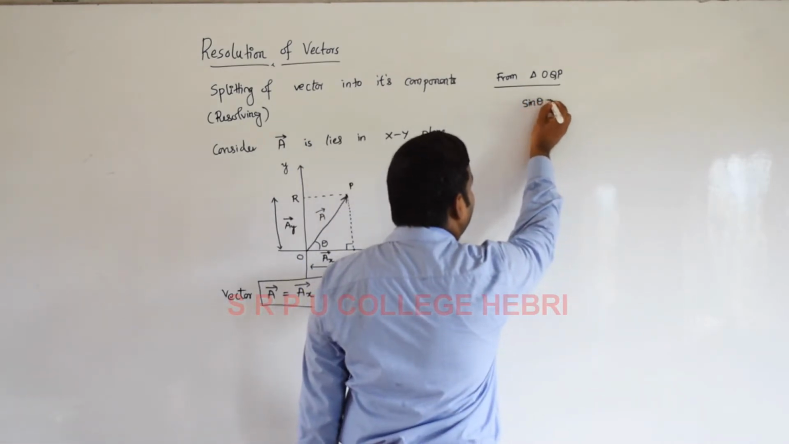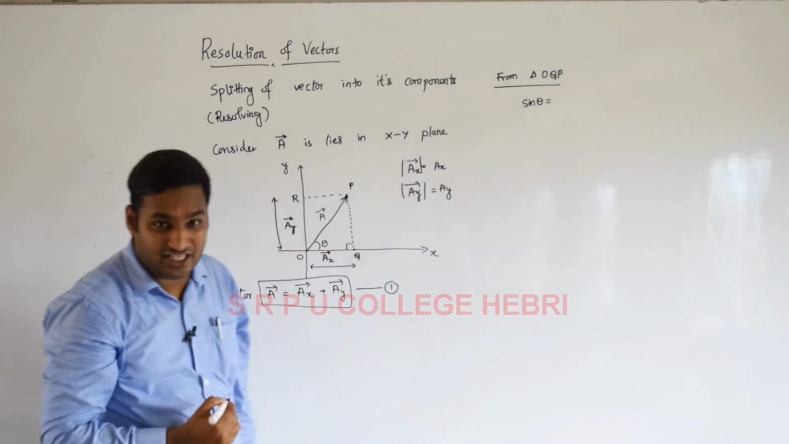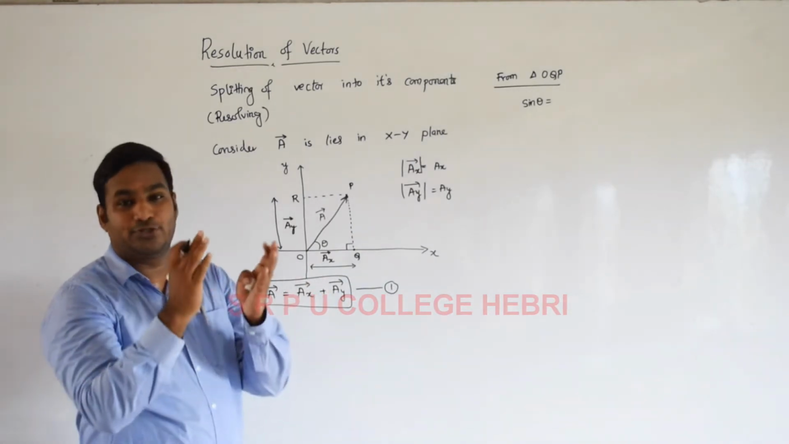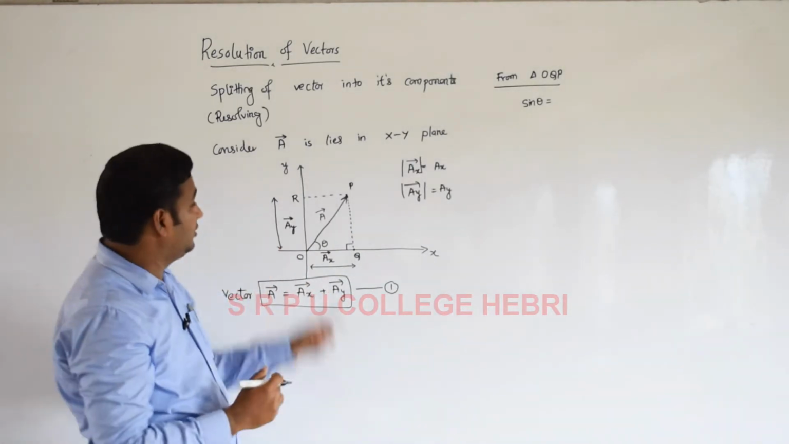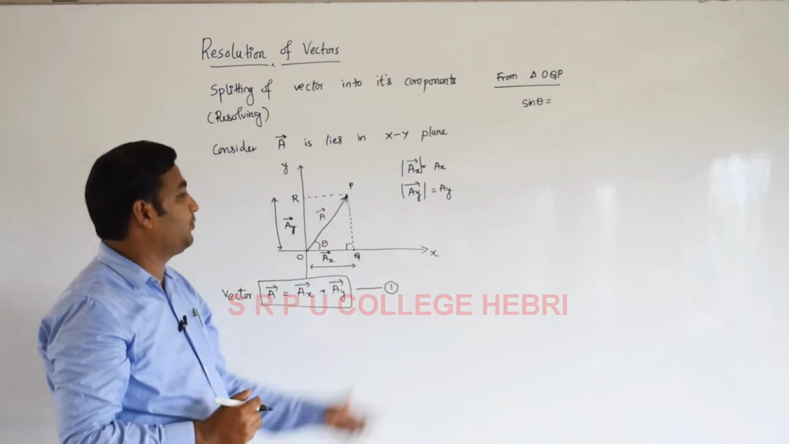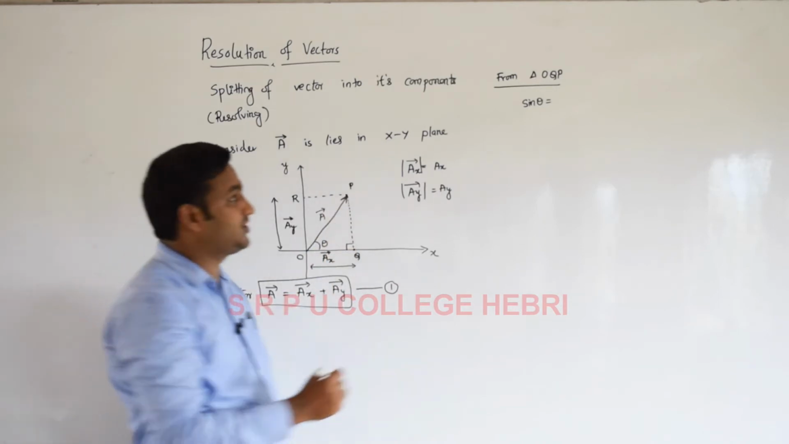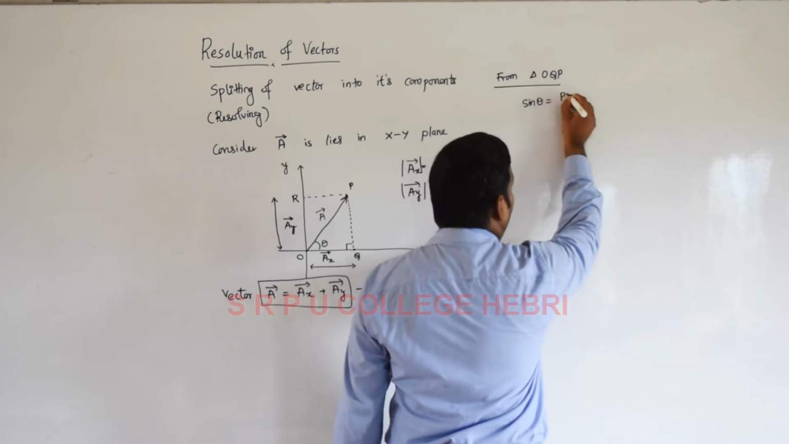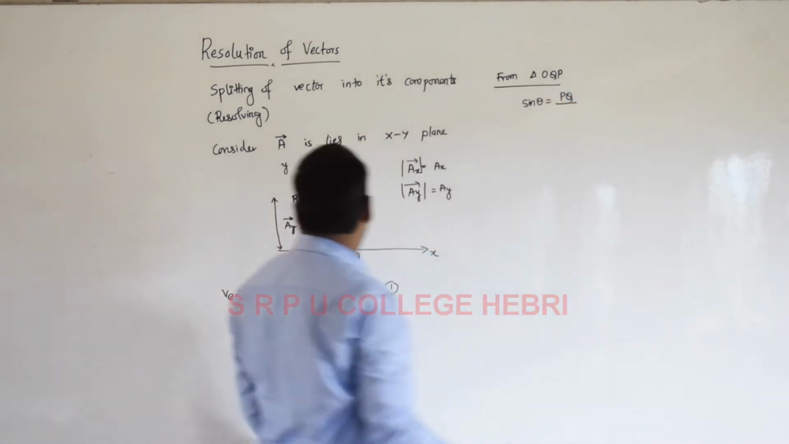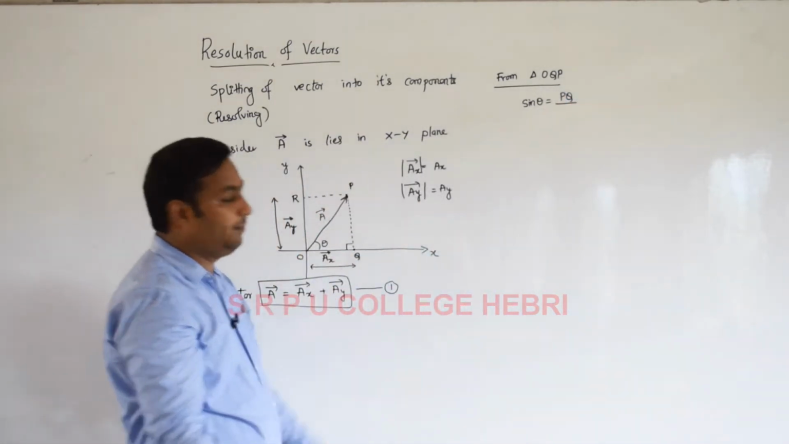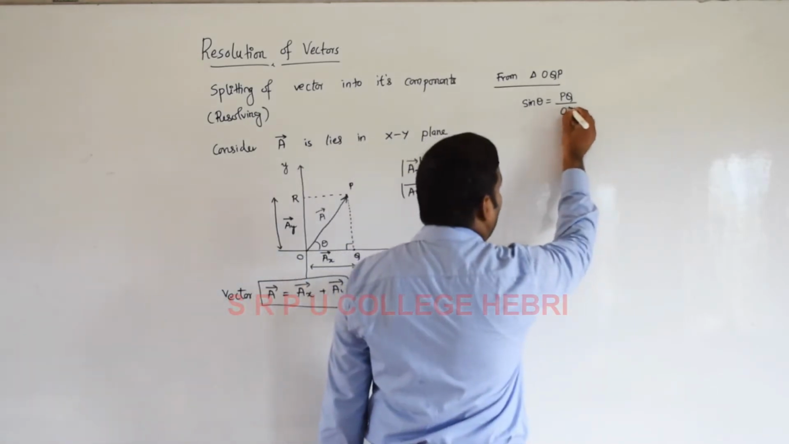What is the definition for sine theta? Sine theta is nothing but opposite side divided by hypotenuse. Here in case of OQP, which one is the opposite side? PQ is the opposite side, divided by hypotenuse, which is nothing but OP.